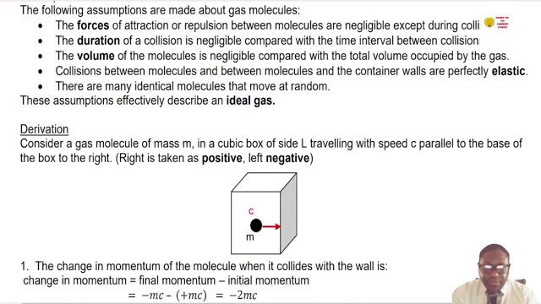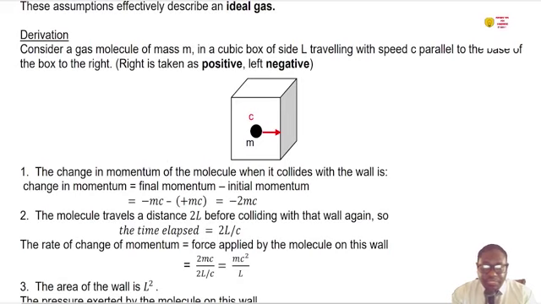Consider a gas molecule of mass m in a cubic box of side L. So that's L times L times L. And then the molecule is moving at a speed c, which is parallel to the base of the box towards the right hand side. Now the change in the momentum of the molecule when it collides with the wall, the reason why we want to find the change in momentum is we want to know the force. Remember, pressure is equal to force over area, so the rate of change of momentum is force. If you find the momentum change and divide by the time taken, we can find the force.